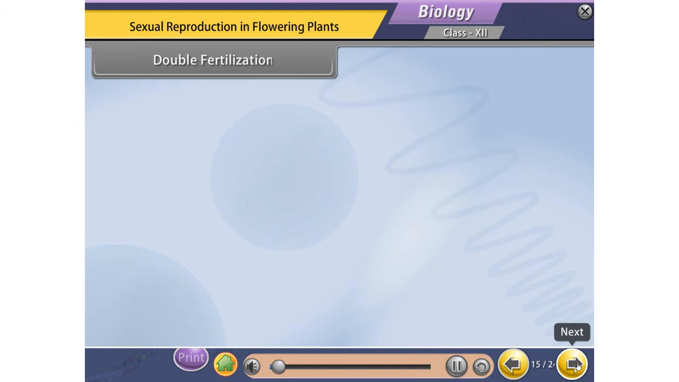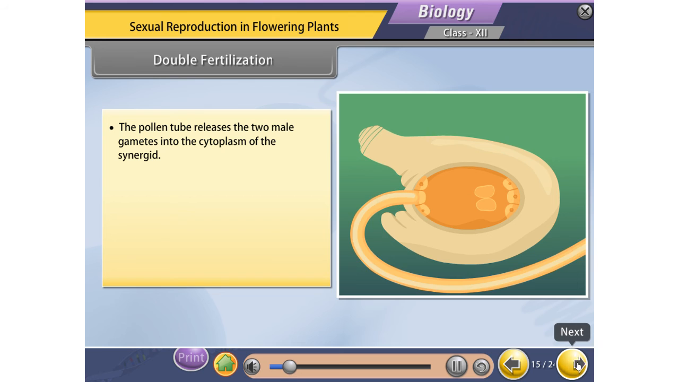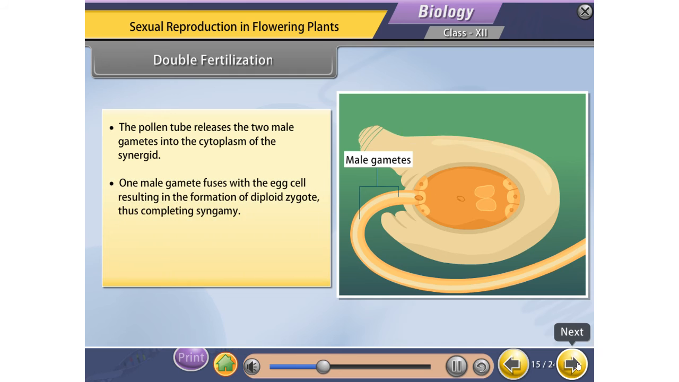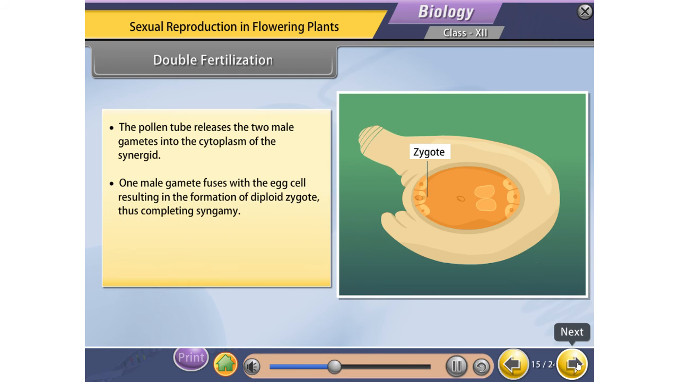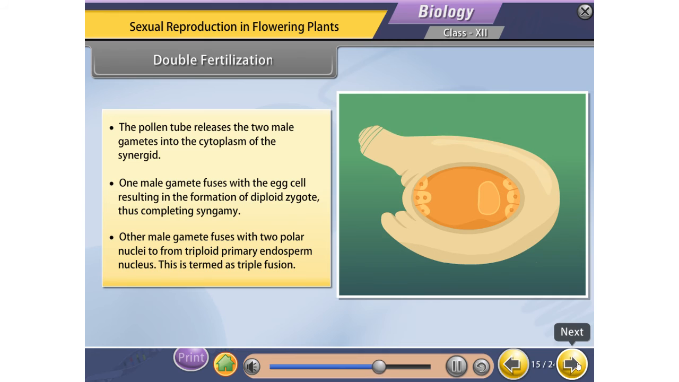Double fertilization. The pollen tube releases the 2 male gametes into the cytoplasm of the synergids. 1 male gamete fuses with the egg cell, resulting in the formation of diploid zygote, thus completing xenogamy. The other male gamete fuses with 2 polar nuclei to form triploid primary endosperm nucleus. This is termed as triple fusion.